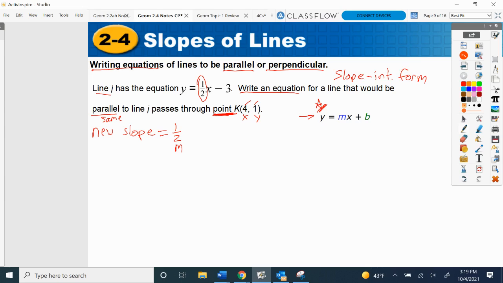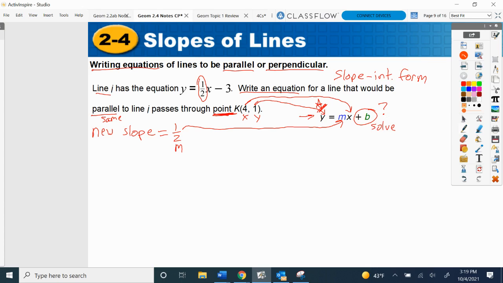My x value is going to go in for x. My y value is going to go in for y, and my slope, which is m, is going to replace the m here in the equation. The only thing we don't have is our y-intercept. Nowhere in our problem are we told what number to use for the y-intercept. So what we need to do is solve for the y-intercept. Take all your values and plug them into your equation.